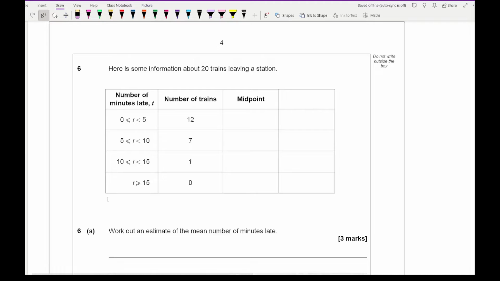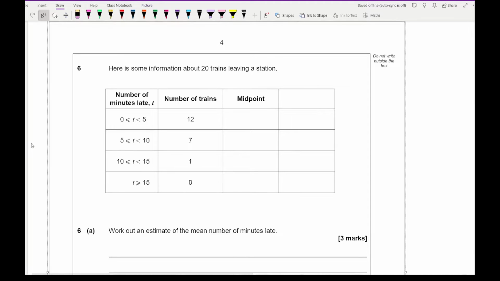So looking at question 6, it says here is some information about 20 trains leaving a station, and the question is asking us to work out the mean number of minutes late. So in terms of this, what we need to do first is fill in this table. So fill in the midpoints. So I've got 7.5, I've got 12.5, and that's void. And again, with the last one, it doesn't really make a difference because t is over 50 and the frequency is 0. Whatever the midpoint is, it's going to be multiplied by 0, which is going to give me an fx value of 0 anyway. So that's why it doesn't really matter what that one is.